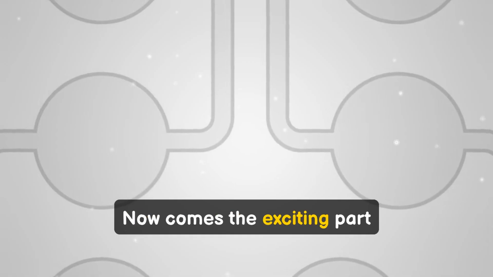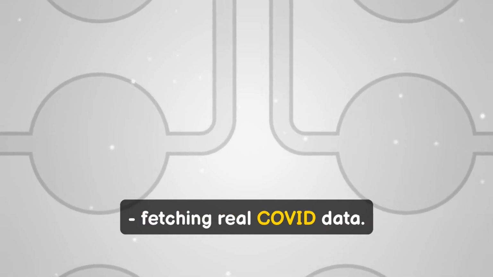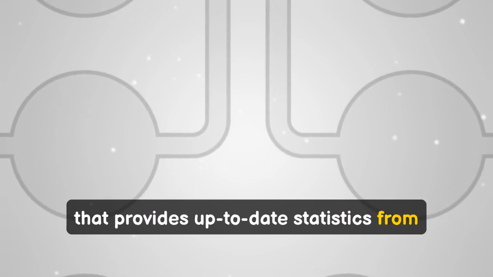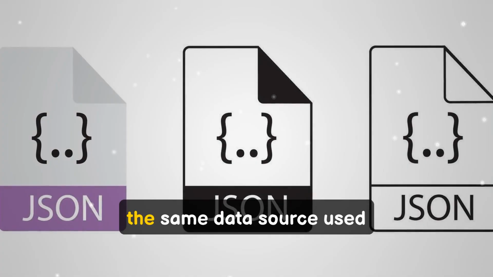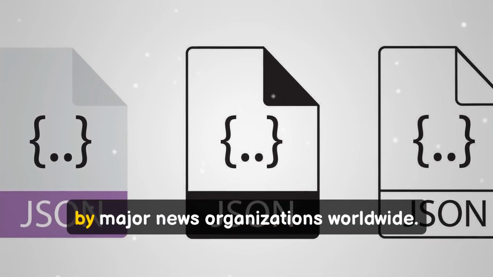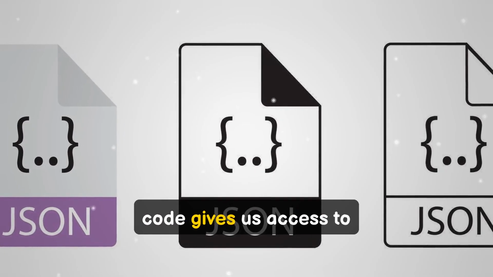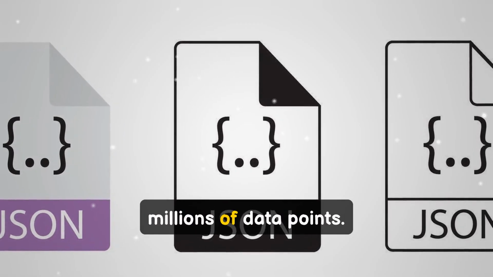Now comes the exciting part, fetching real COVID data. We're using a free API that provides up-to-date statistics from Johns Hopkins University. This is the same data source used by major news organizations worldwide. The beauty? One line of code gives us access to millions of data points.